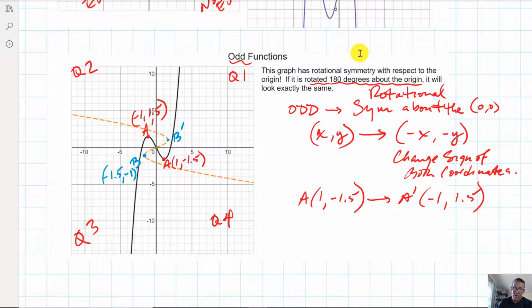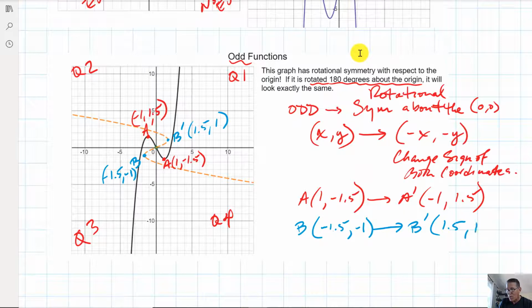So anything in quadrant 3 gets rotated to quadrant 1 because it's a 180 degree rotation. And you change the sign of both coordinates here, so both become positive. In other words, the point that I picked on the function, (-1.5, -1), gets rotated to B prime, changes both signs to (1.5, 1), which happens to be in quadrant 1. So if you start off with any point in quadrant 3, it gets rotated to quadrant 1.